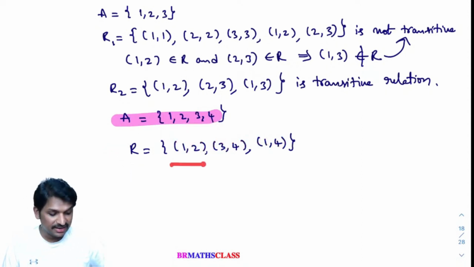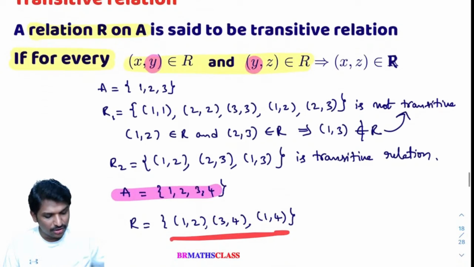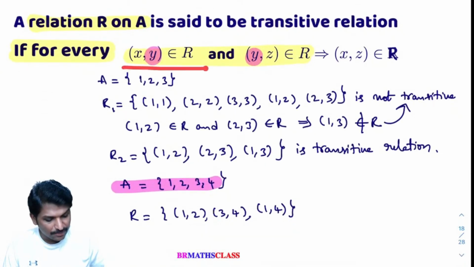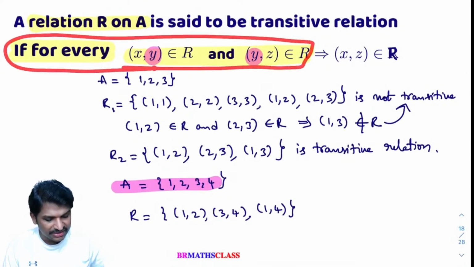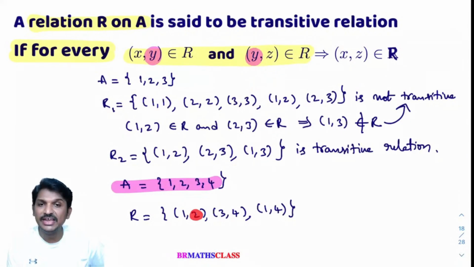Now my question is, is this relation a transitive relation or not? Listen to this carefully. How to check a transitive relation? You need to look for pairs (x,y) and (y,z) in the relation. How to look for that? Now take (1,2) here. This ends with 2. Now you look whether any other ordered pair starts with 2. No other ordered pair starts with 2.